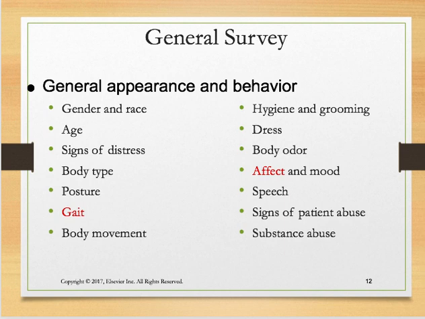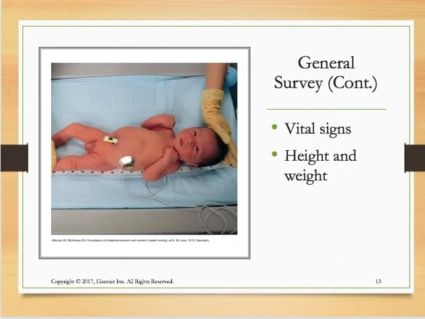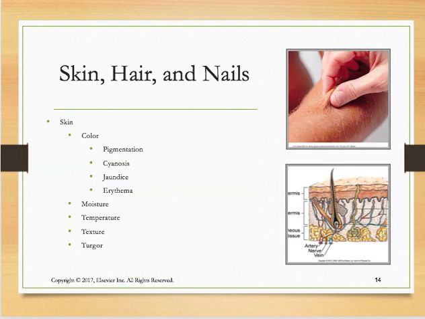Okay, so your general survey is what you do when you first just look at a patient. I want you to make sure you understand those terms. And then you do your vital signs, right? And in a baby, and adults, you do height and weight. Those are just very basic baseline information that we're getting. This is going to go through a head to toe. You're going to look at skin, hair, and nails. And again, I'm not going to read this all to you. You guys can read it.